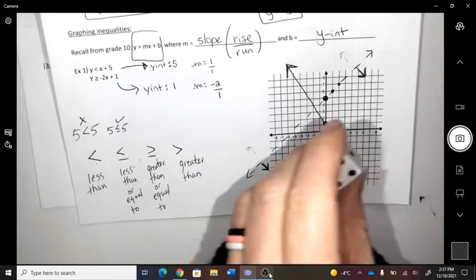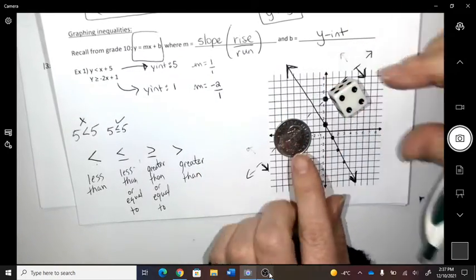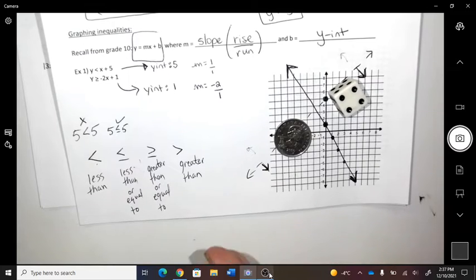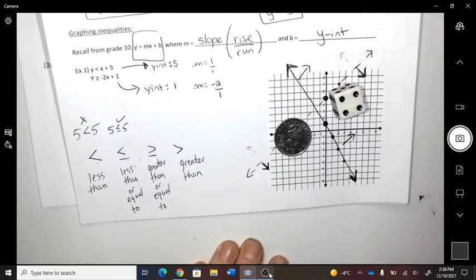Okay, ready? I'm going to give you my 2 objects here. Okay, so I could either be on one of those sides of the line, the dice side or the quarter side. So the symbol says greater than or equal to it. So which object would be on the side that looks greater than the line? The dice. So I want to be on that side.